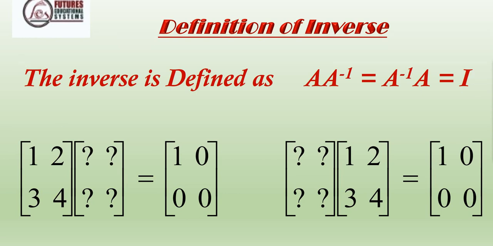Okay, we put here 4, 1, negative 2 and negative 3 equals the identity matrix. And in this case 4, negative 2, negative 3, 1, when we multiply them by each other we get the identity matrix also.